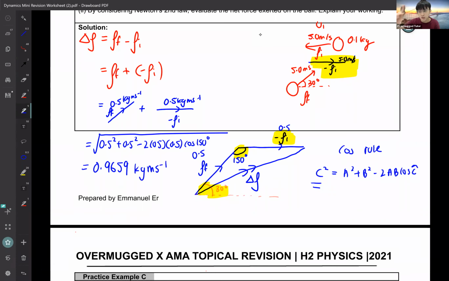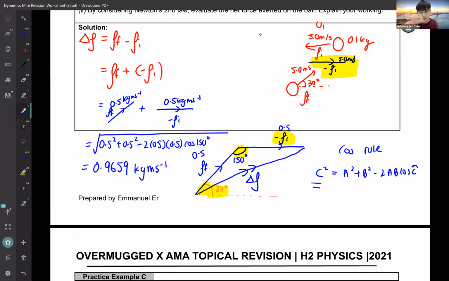Now, a lot of the students, the mid-tier ones who are getting C's and B's for your promos, this is not where you stop. Why do you not stop here? Because momentum is a vector, meaning you have to account for the direction also. I repeat, you have to account for the direction. You got the magnitude already.